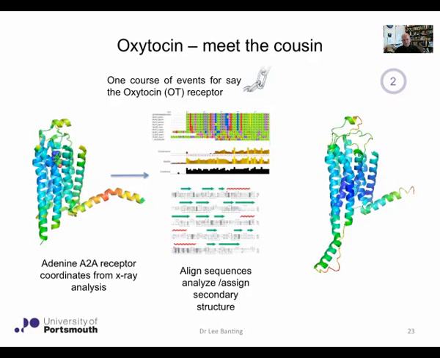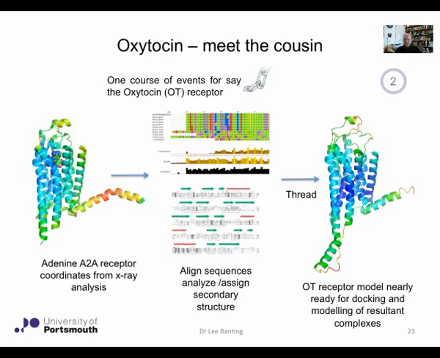So this is one course of events for the oxytocin receptor. From the adenine receptor, we can analyze the sequences, do secondary structure analysis, and thread the structural characteristics of our oxytocin receptor sequence onto the adenine A2A receptor. And this oxytocin receptor model is fairly nearly ready for docking of resultant complexes, but it's probably quite crude, and we know that is the case because of the complexity of this protein. So there are some other things we need to do.